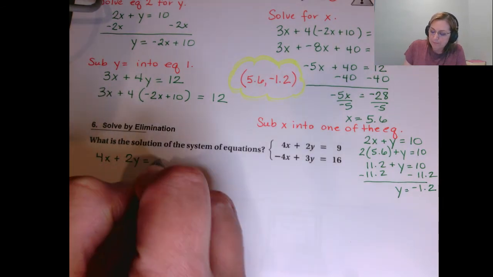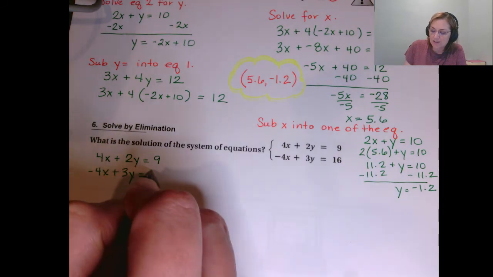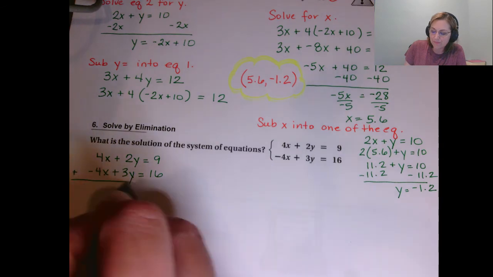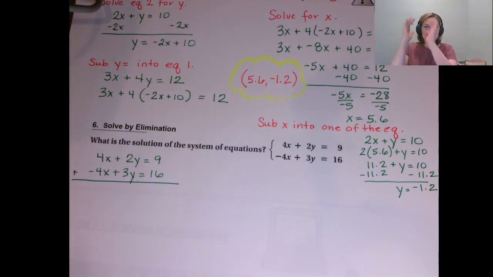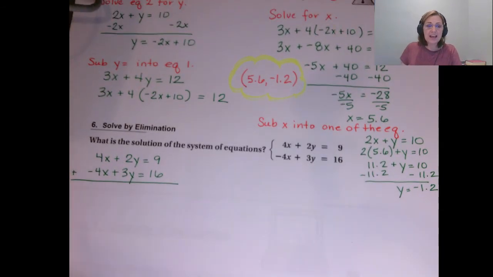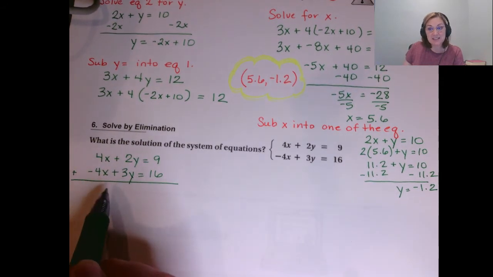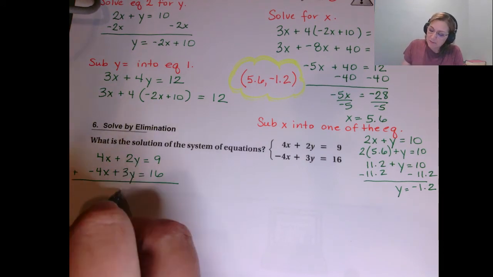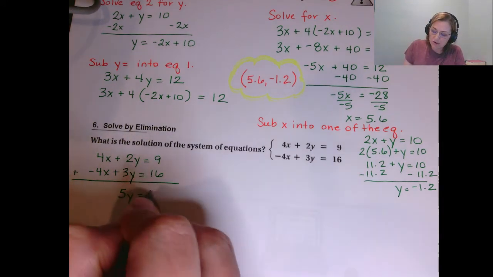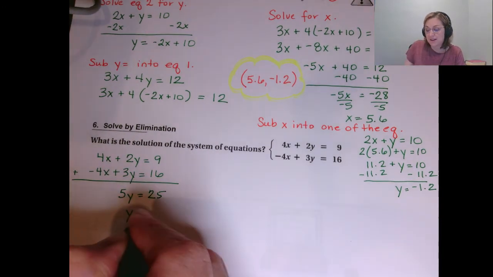Because of that, I'm going to go ahead and just add these two equations together. I intentionally stacked the x's, stacked the y's, and stacked the constants by themselves. So I'm going to add these two equations together. Really nice for us. You see how the x's eliminate because 4x plus negative 4x cancels. That leaves me with 5y equals 25. You can easily divide by 5 here to get that y is 5.